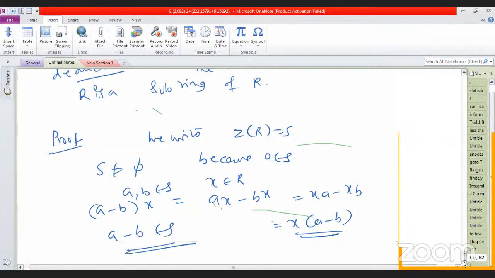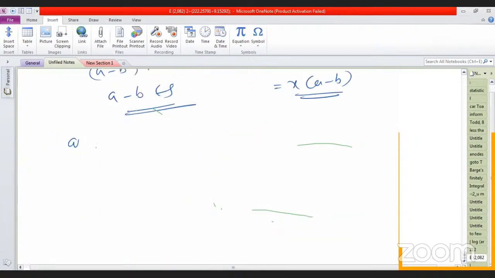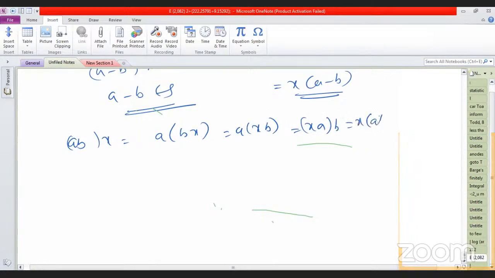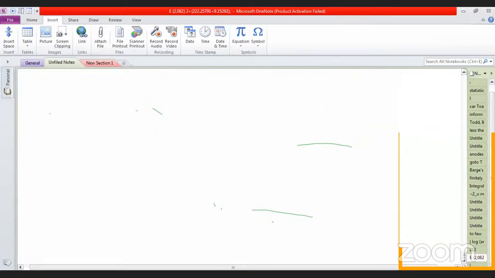Yes, sir. So therefore (ab)x is equal to a(bx), which is a(xb), which equals (xa)b, which is x(ab). So S is a subring of R. It is correct or not? Yes, sir. All of you understood? Yes, sir. Any more doubts? Ask me. What I am telling is all important for you. Okay, sir.